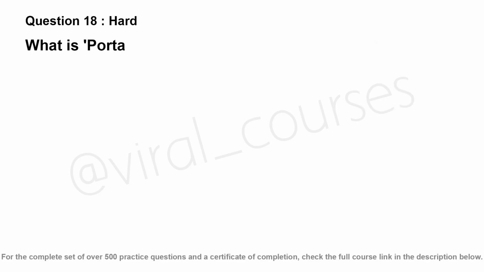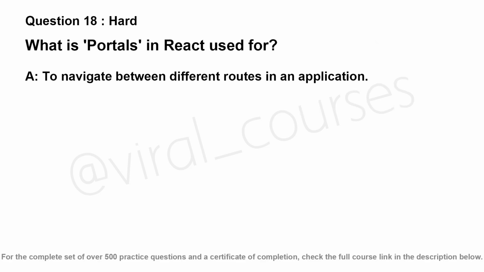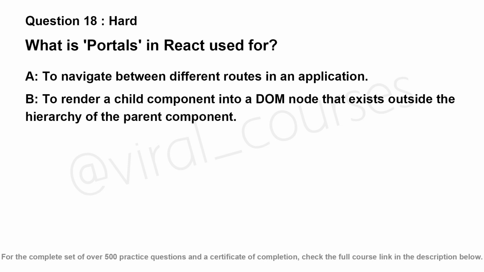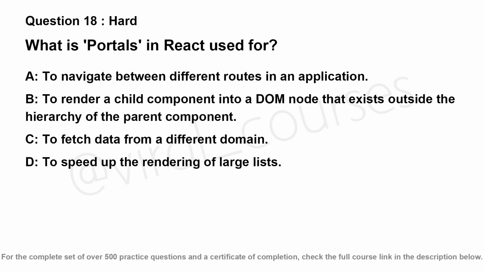What are portals in React used for? Option A. To navigate between different routes in an application. Option B. To render a child component into a DOM node that exists outside the hierarchy of the parent component. Option C. To fetch data from a different domain. Option D. To speed up the rendering of large lists.